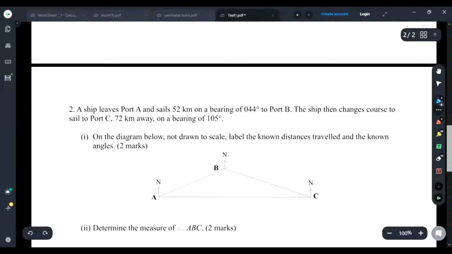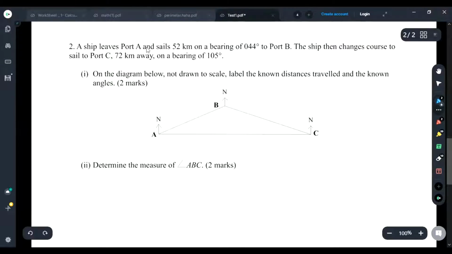Okay, next problem. A ship leaves port A and sails 52 kilometers on a bearing of 44 degrees. So it leaves A, traveling along on a bearing of 44 degrees. It travels for 52 kilometers to get to port B. Then it changes course and travels 72 kilometers to C, on a bearing of 105 degrees.